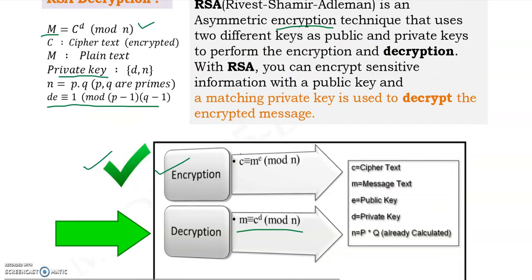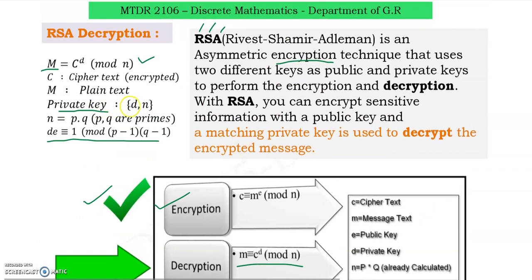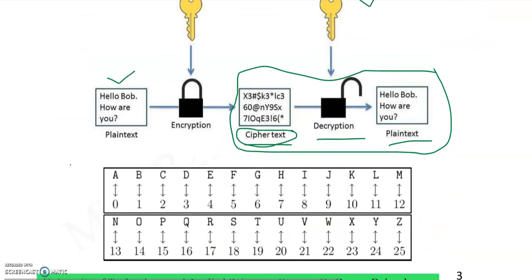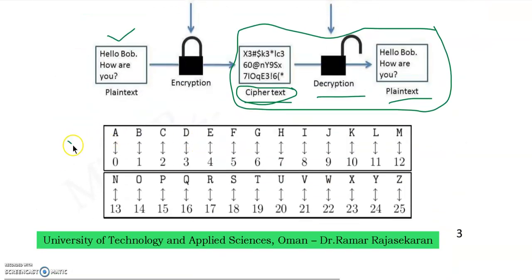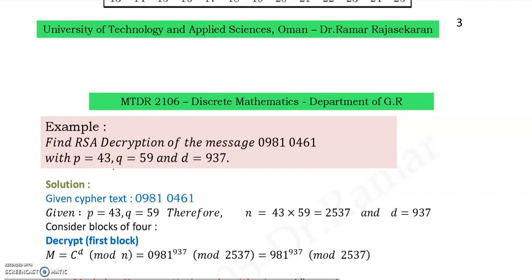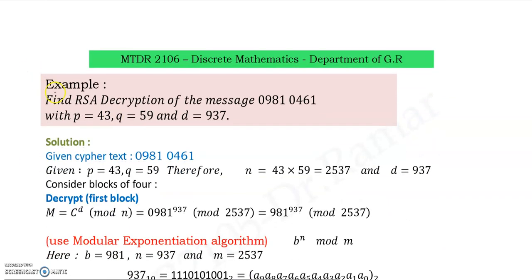Here, this is the private key D, N. This is the rule for that. We are going to apply modular exponentiation to find the real plain text by RSA decryption. Now, we already know the numeric values of the alphabet A to Z. Now, we will see this example.